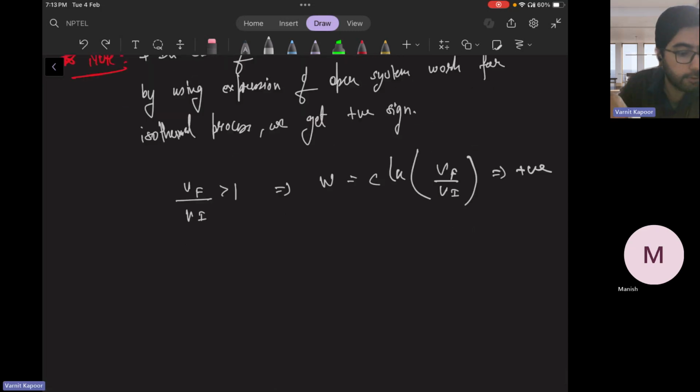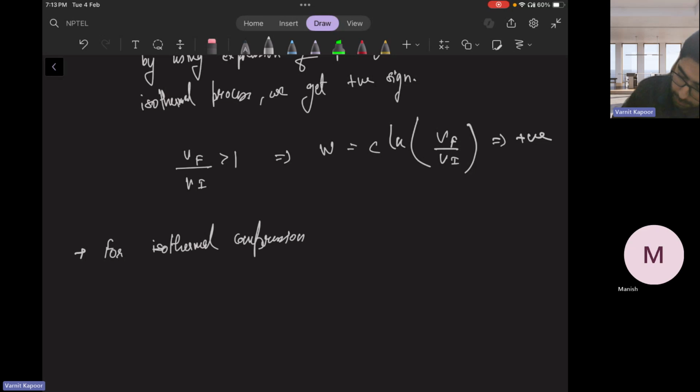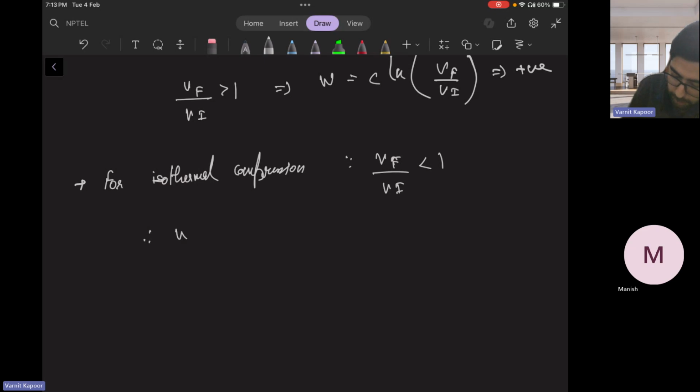And for one more point here, for isothermal compression, work done will come out to be negative. Since during isothermal compression V final by V initial is less than 1, final volume is less than initial. So work done will be C times ln V final by V initial, as we know, and this term is less than 1, so that will give you a negative value. Ln of less than 1 is a negative value.